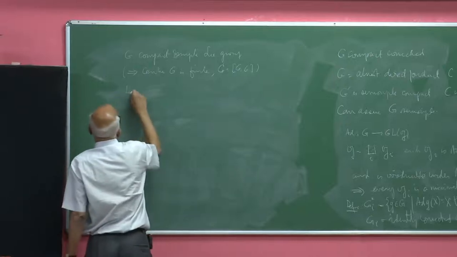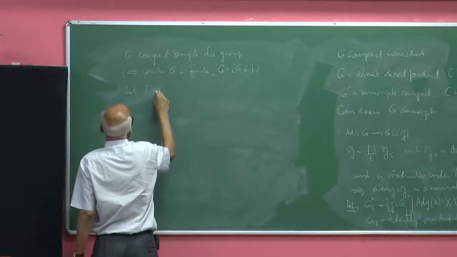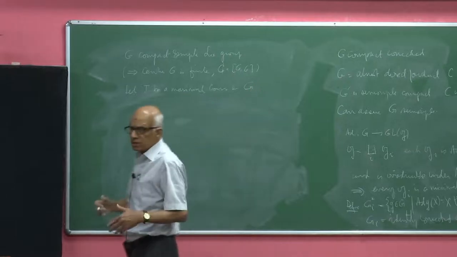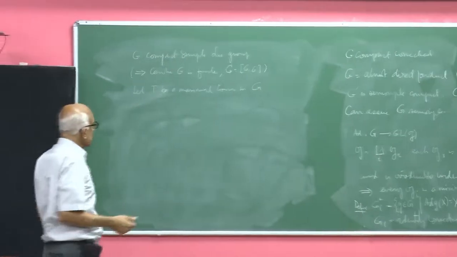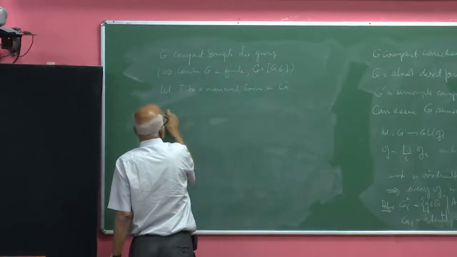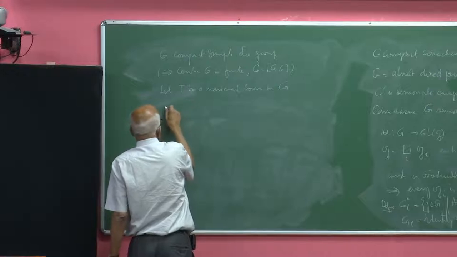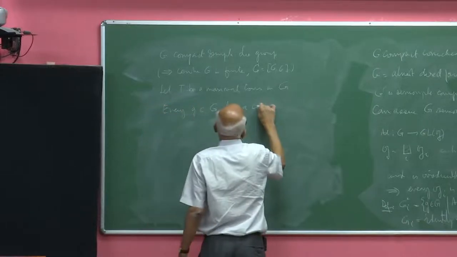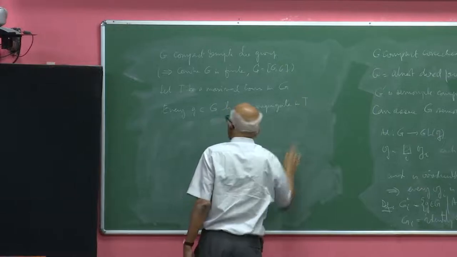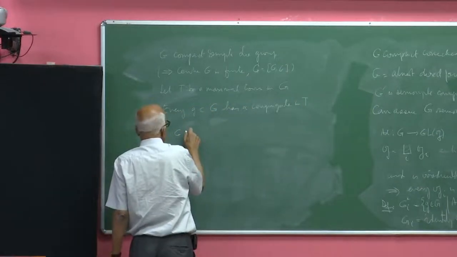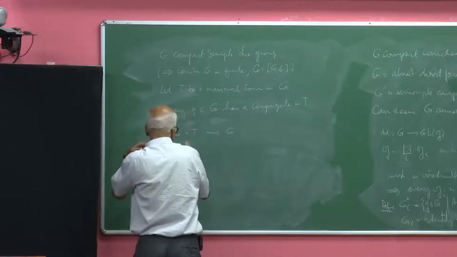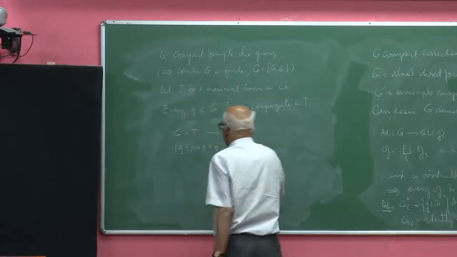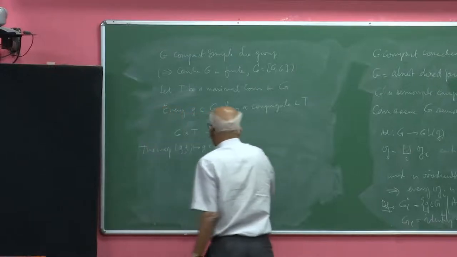And now in such a situation let T be a maximal torus in G. We have already seen that all maximal tori in G are conjugate. So we know that T is a maximal torus, and we know that every g in G has a conjugate in T. These two things we have seen before, which means if you look at the mapping G cross T to G, namely the mapping (g,t) goes to gtg inverse, the map is onto.